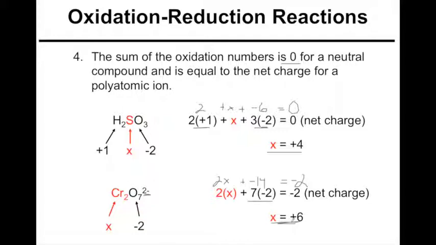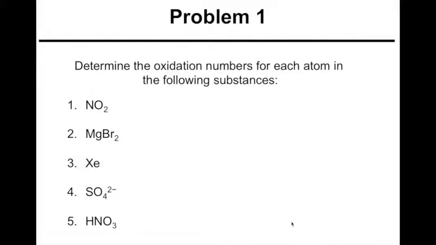So be sure you have these rules written down, familiarize yourself with them, and then pause the video and see if you can determine the oxidation number for each atom in each of these compounds. So we want to determine the oxidation number for nitrogen and oxygen, magnesium and bromine, etc. in each of these compounds. Pause the video and give it a try.